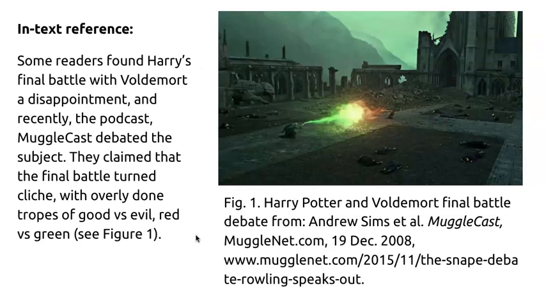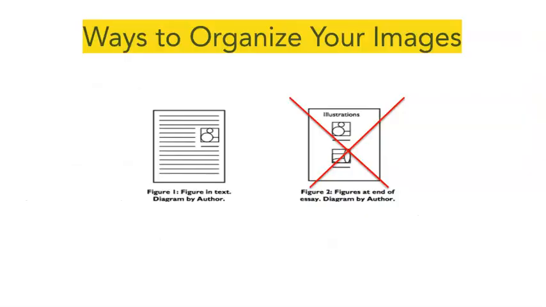Keep in mind that the second part to engaging with photos in your text, besides the caption, is your in-text reference. You have to engage with your photo in your writing itself. Photos cannot stand alone. So I'm always going to see you engaging with your photos every time you use them. So for example, they claim that the final battle between Voldemort and Harry turned cliche with overly done tropes of good versus evil, red versus green. See figure 1. So here I'm directly engaging with figure 1 and it makes the reader's eyes move to the figure and engage with it from there. So the two requirements of images are your in-text reference and your caption.